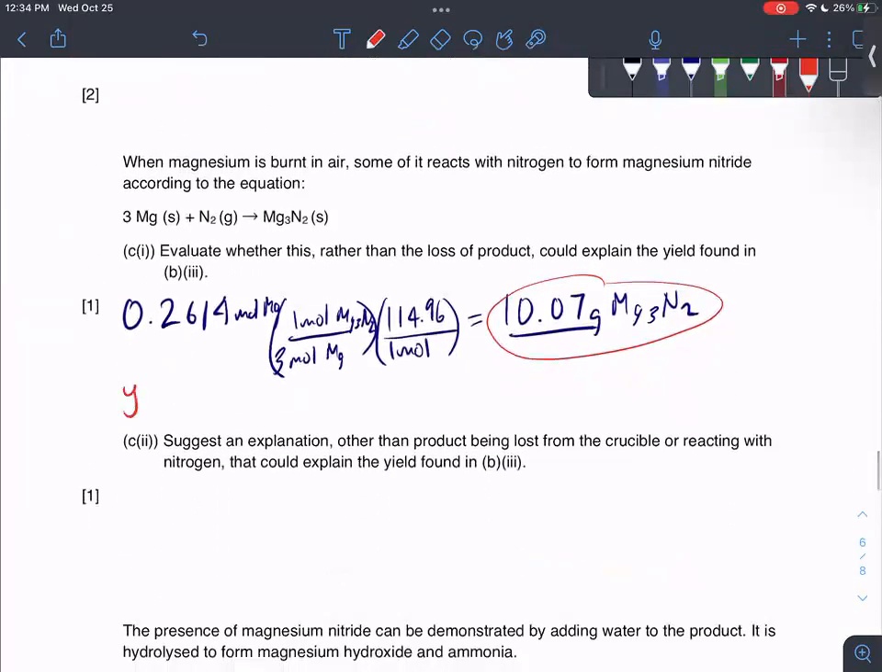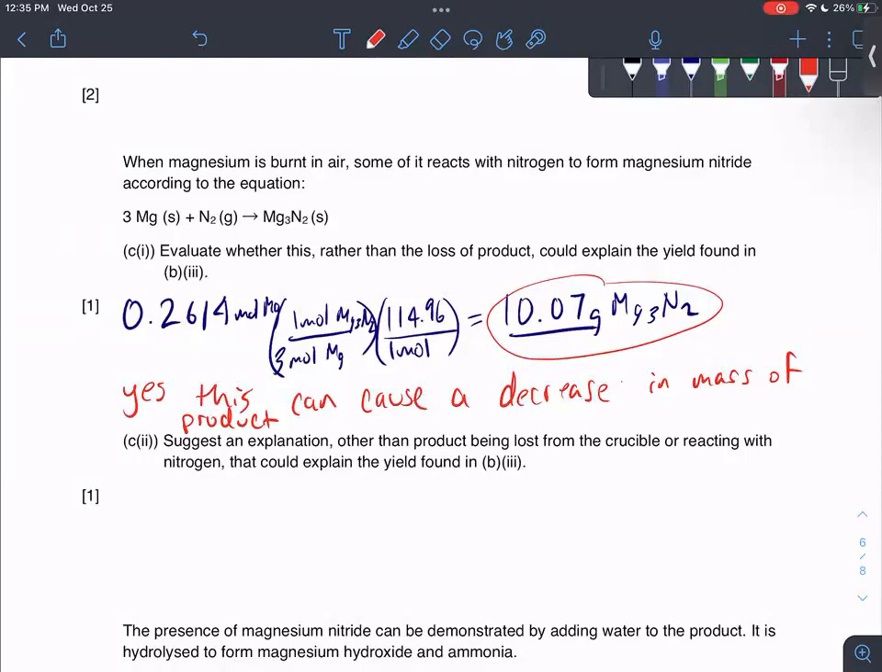But yes, this can cause a decrease in mass of product. And furthermore, we are actually using more magnesium to produce magnesium nitride. So every magnesium we use to make magnesium nitride would actually cause less magnesium oxide to be produced, which would further decrease the mass. So suggest an explanation other than product being lost in the crucible or reaction with nitrogen that could explain the yield.